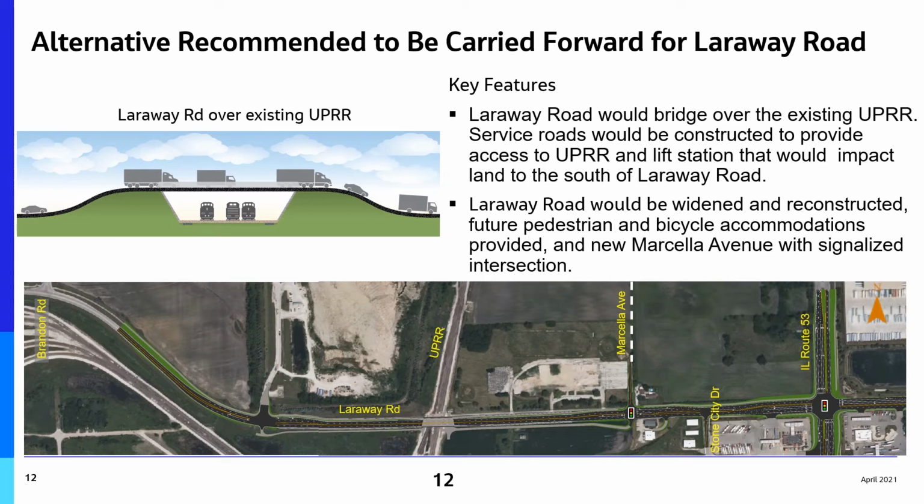The key features of the alternative recommended to be carried forward for Laraway Road include Laraway Road bridging over the existing Union Pacific Railroad. As previously mentioned, service roads would be constructed to provide access to the Union Pacific Railroad and lift station that would impact land south of Laraway Road. Laraway Road would be widened and reconstructed, future pedestrian and bicycle accommodations provided, and the new Marcella Avenue signalized intersection constructed.